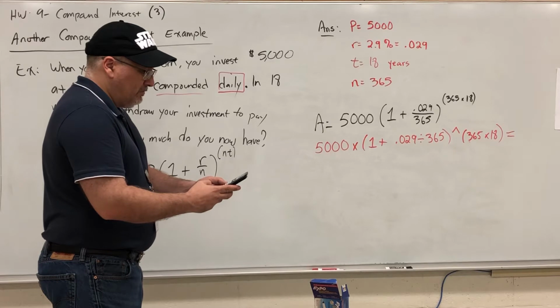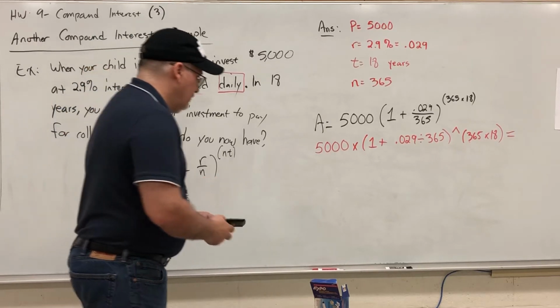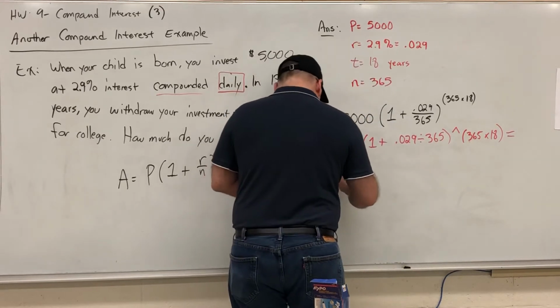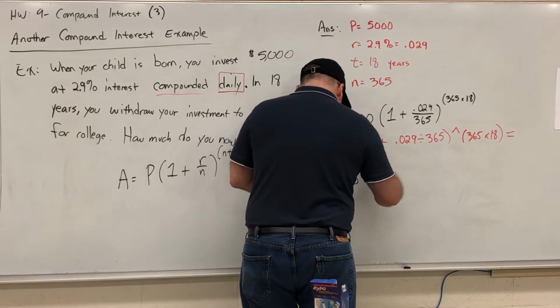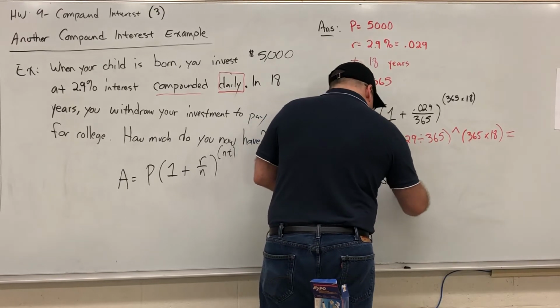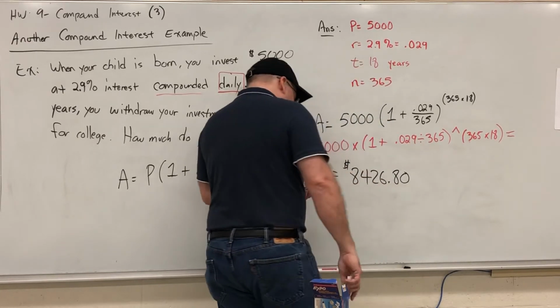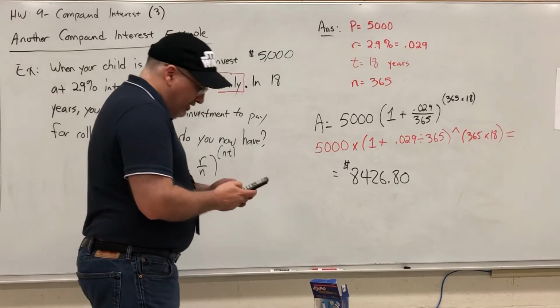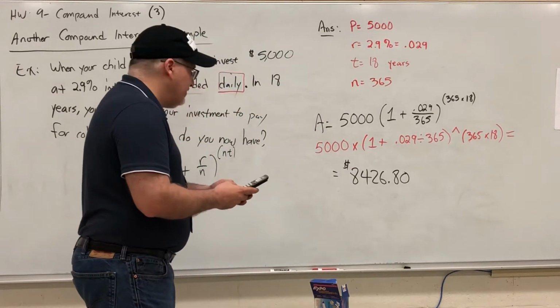That's it? To the nearest cent, I got $8,426.80. Let me do that again. That seems kind of low. I can hear some of you screaming, that's what I got.